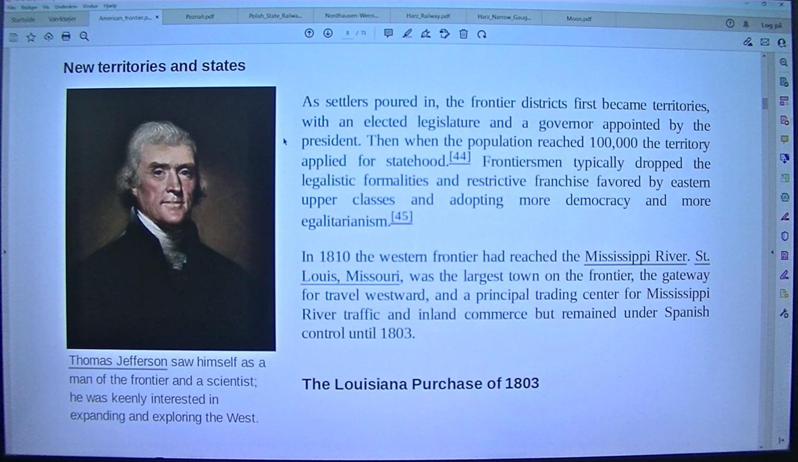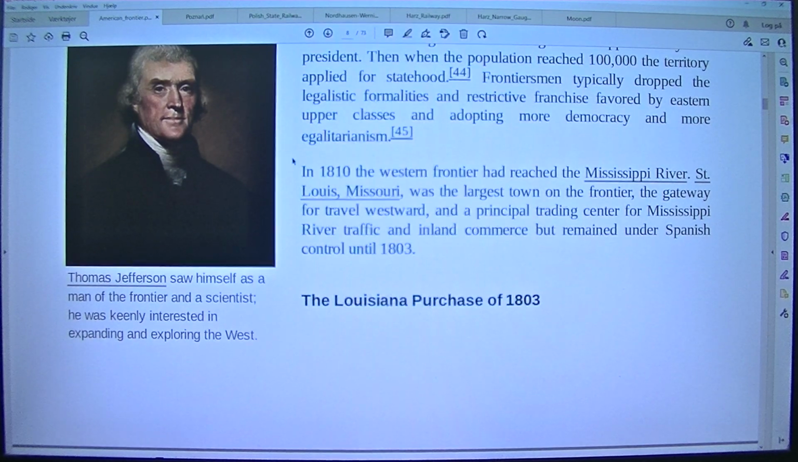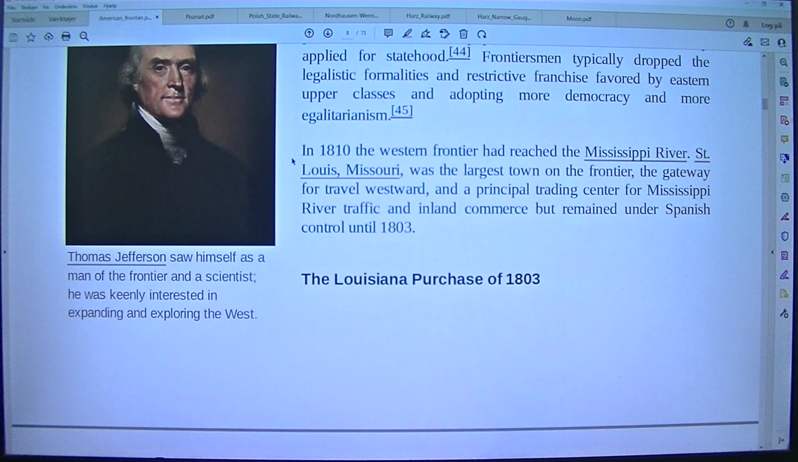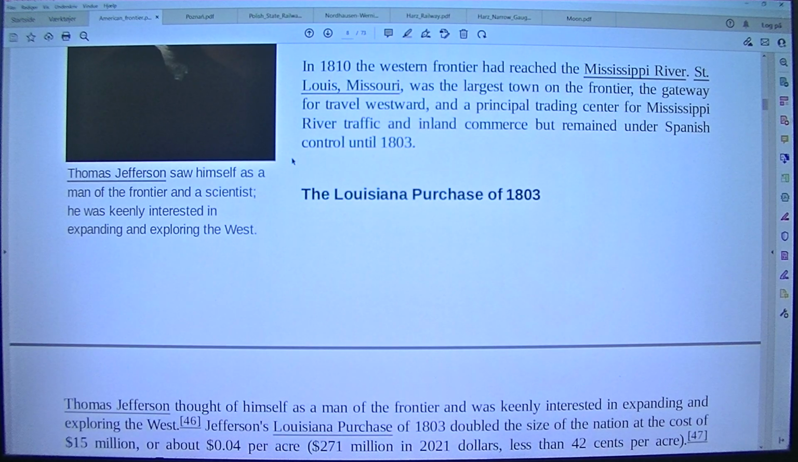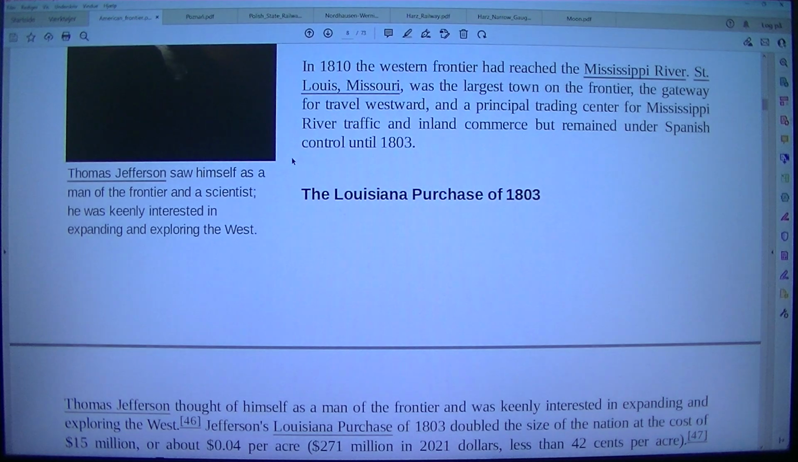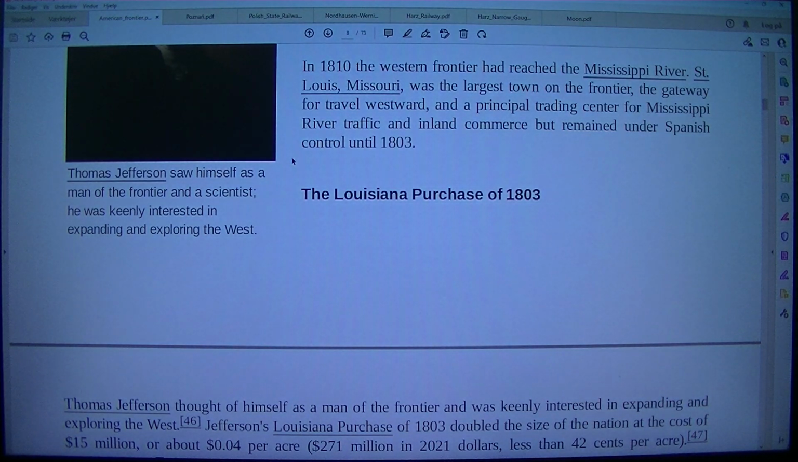44. Frontiersmen typically dropped the legalistic formalities and restrictive franchise favored by Eastern upper classes, adopting more democracy and more egalitarianism. 45. In 1810 the western frontier had reached the Mississippi River. St. Louis, Missouri, was the largest town on the frontier, the gateway for travel westward, and a principal trading center for Mississippi River traffic and inland commerce, but remained under Spanish control until 1803.